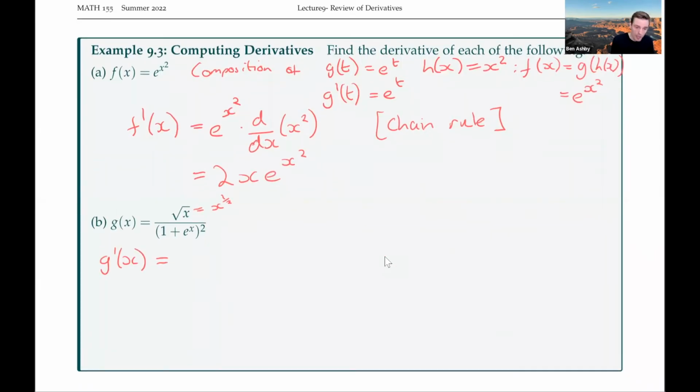So here we're going to have half of x to the minus a half. Where did that come from? Well, this is the derivative of what we had in the numerator, derivative of square root of x, which is equal to x to the half. So we take the power to the front and subtract 1 from the power. So we have that multiplied by whatever we had on the bottom, so 1 plus e to the x squared.